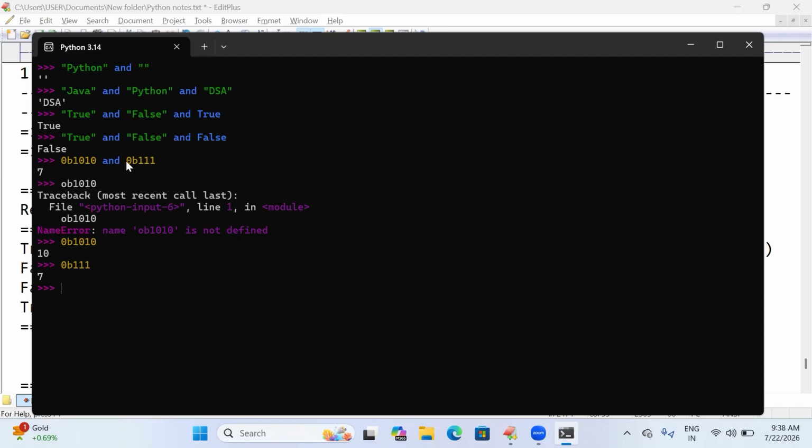So why do we not get the answer as 0B111? Because Python is a high level programming language. Python converts this low level language into human understandable or end user understandable language. The last example is 0B1010 and 0B111 and 0B000. The output is going to be retrieved as 0. See here, 0. So these are the level 3 examples which are most important.